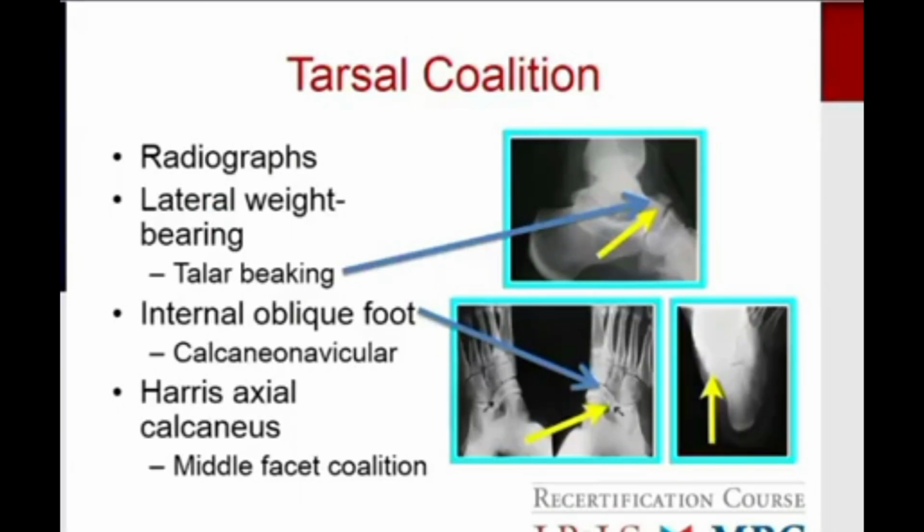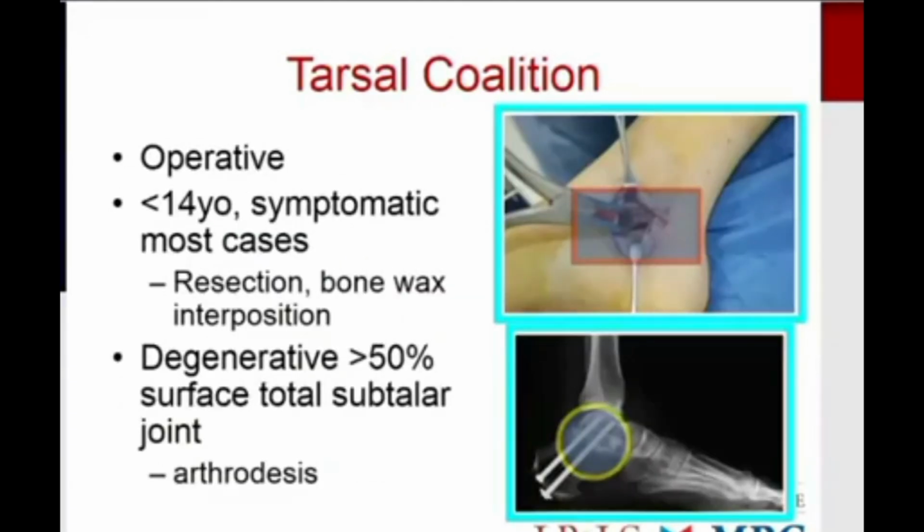The key radiographic marker, if you suspect a talocalcaneal coalition, is a Harris axial view. That will show you the middle facet and as such give you good information as to whether that coalition is complete or partial because of it. If we treat these operatively, it involves resection of the coalition itself. We know that if we have a younger individual, less than 14 years old, symptomatic cases, more often they wind up with resection of the coalition with bone wax interposition.